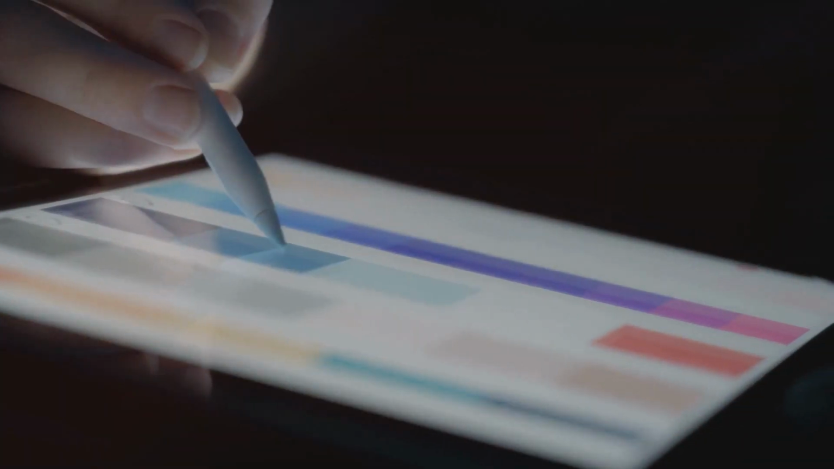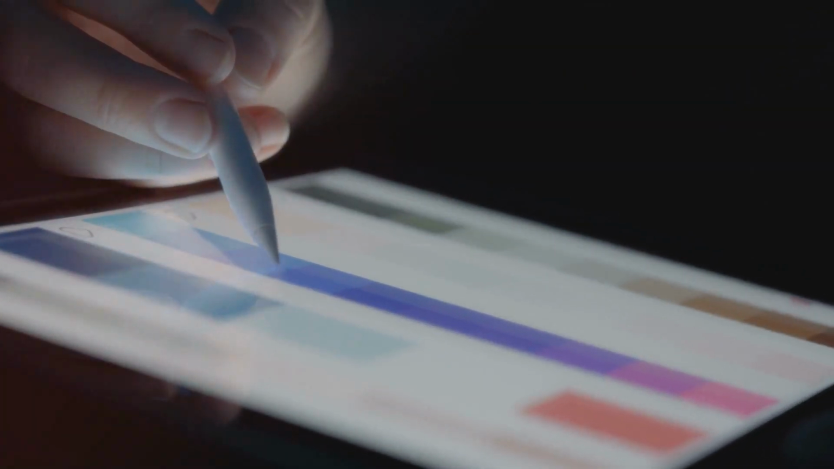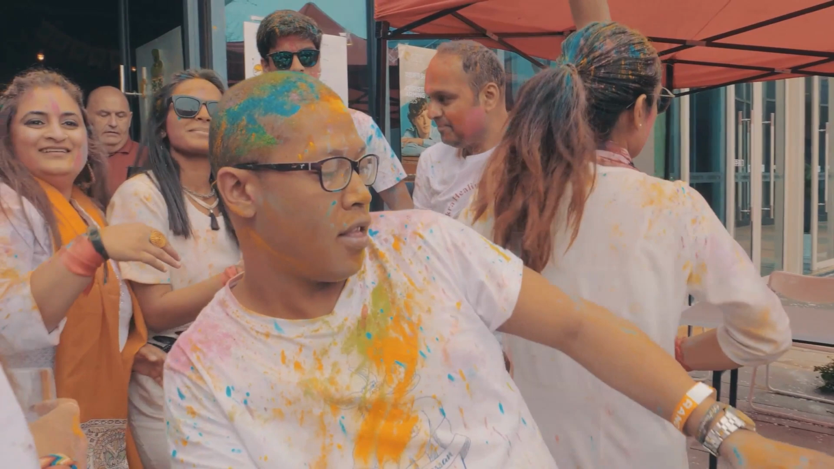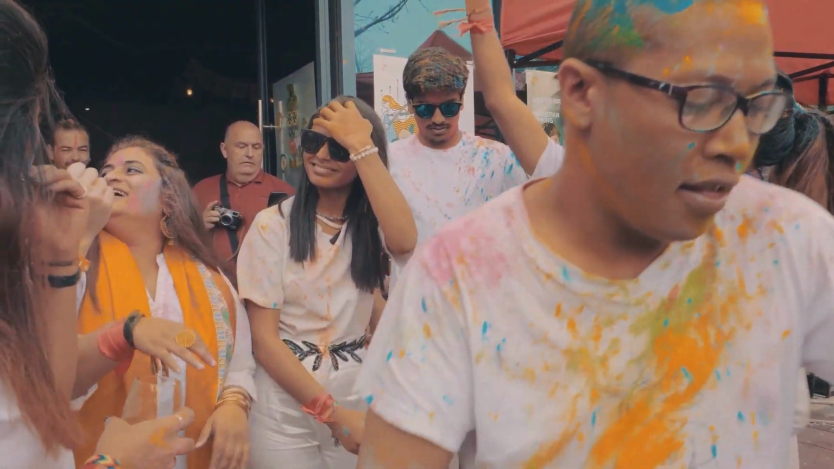It's also important to consider the context in which our designs will be viewed. Colors can evoke different emotions and associations depending on cultural background, personal experiences, and even the time of year.